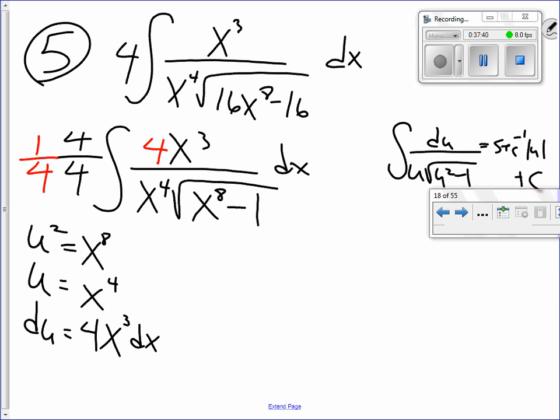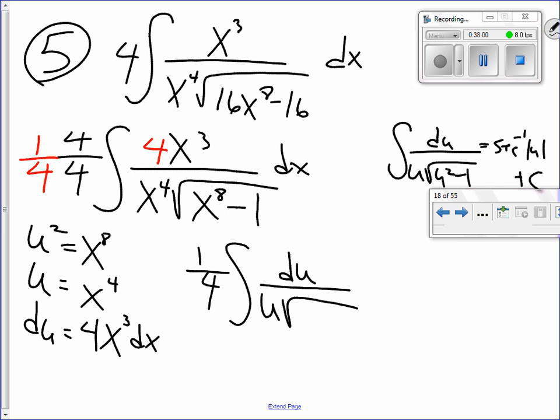So let's see what we have. Outside, that's really just 1/4. Numerator, 4x cubed dx. That's just your du. The denominator, we've got the x to the 4th outside. That's u. Then we have the square root of x to the 8th minus 1. U squared minus 1. Now we got it. As long as we know what that antiderivative is, we're good.